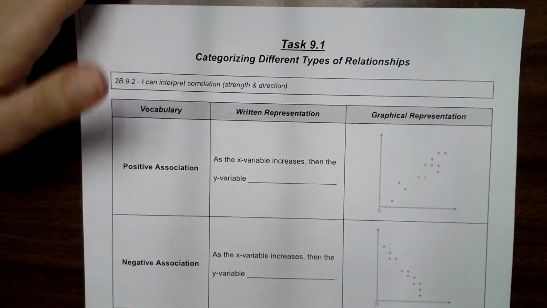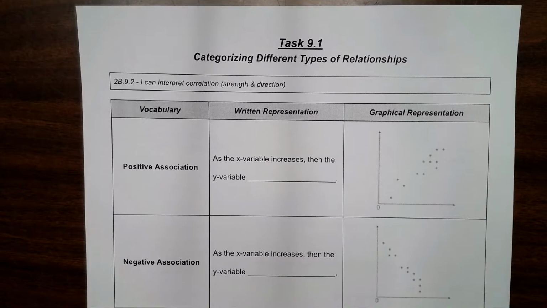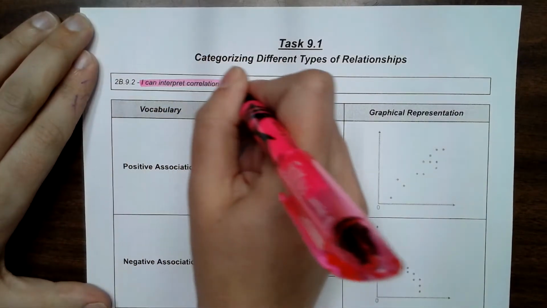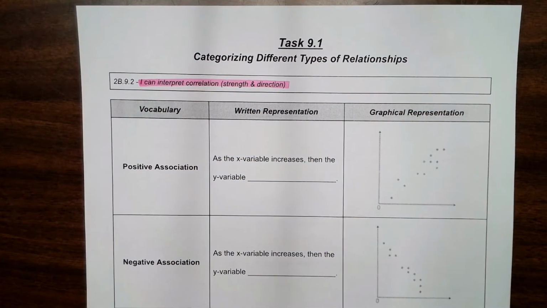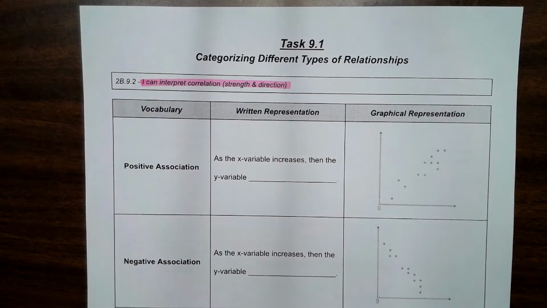So, what I'd like to do is have you guys make sure you write all this stuff down in your packet, make sure you take really good notes. And our goal today is to do a couple different things. We are going to be talking about categorizing the different types of relationships that we observed both in class and in our experiments. The first thing we want to be able to do is interpret a correlation coefficient, which means we need to talk about two things. We need to talk about the strength of the relationship and the direction.